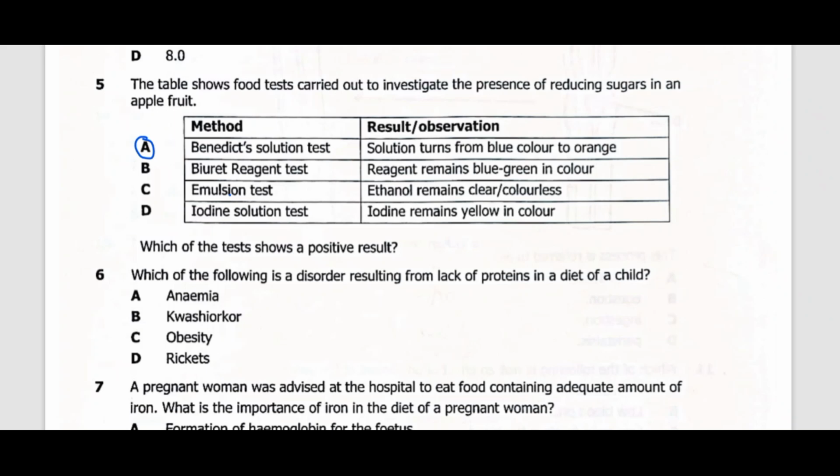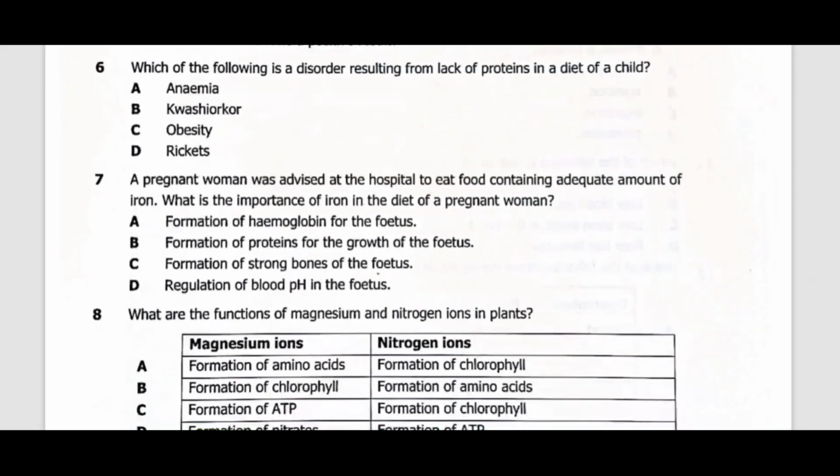Then let's look at 6. Which of the following is a disorder resulting from lack of proteins in the diet of a child? Here we have what we call kwashiorkor. Then for 7, a pregnant woman was advised at the hospital to eat food containing adequate amount of iron. What is the importance of iron in the diet of a pregnant woman? The importance of iron is that it is needed for the formation of blood in the fetus.